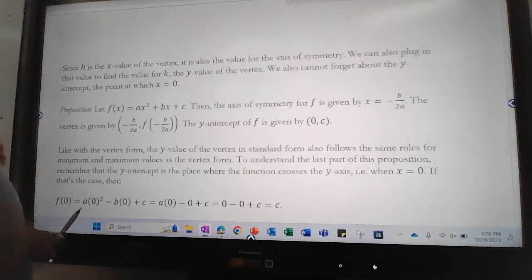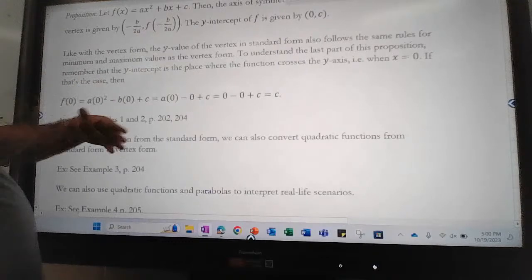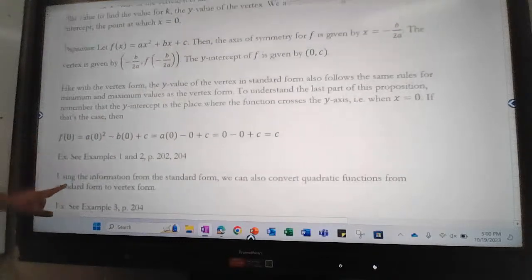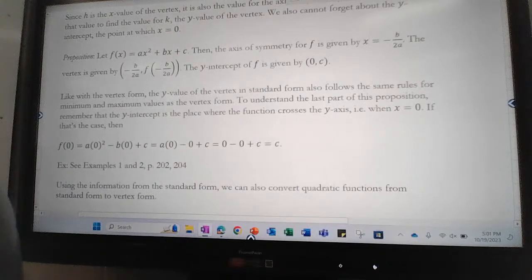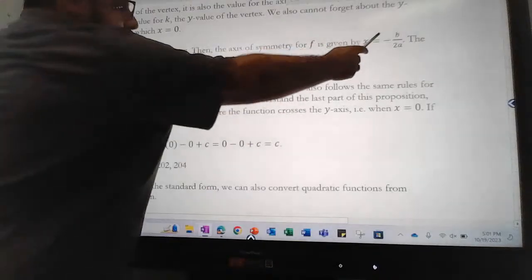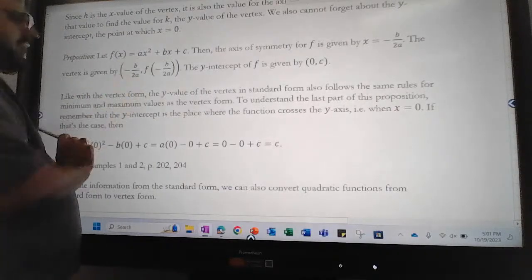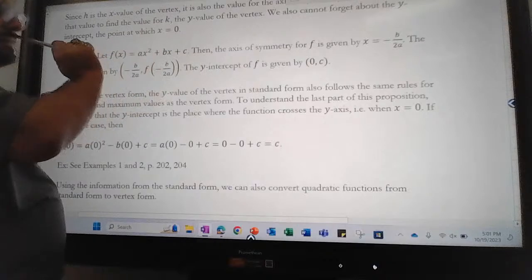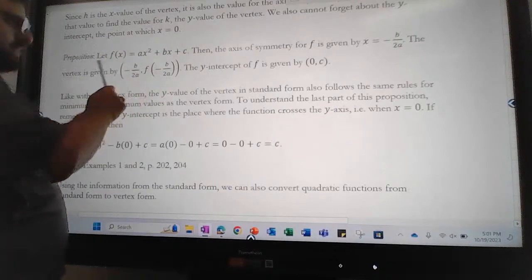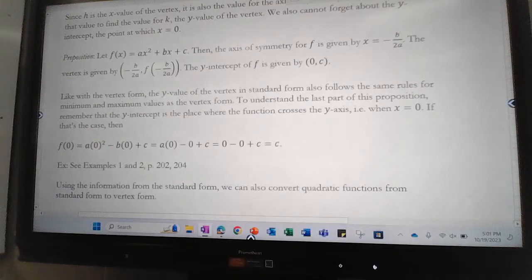Now, the easiest thing to find on standard form is the y-intercept, because if the x value is 0, then both of the terms with the x's will cancel, and I'm just left with c. So again, for standard form, the x value of the vertex is given by negative b over 2a, and of course that's also the value of the axis of symmetry. To find the y value of the vertex, you substitute this into the x of your function, and that's the y value of the vertex. And the value of c gives you the y-intercept. Okay, so let's look at an example of that here.